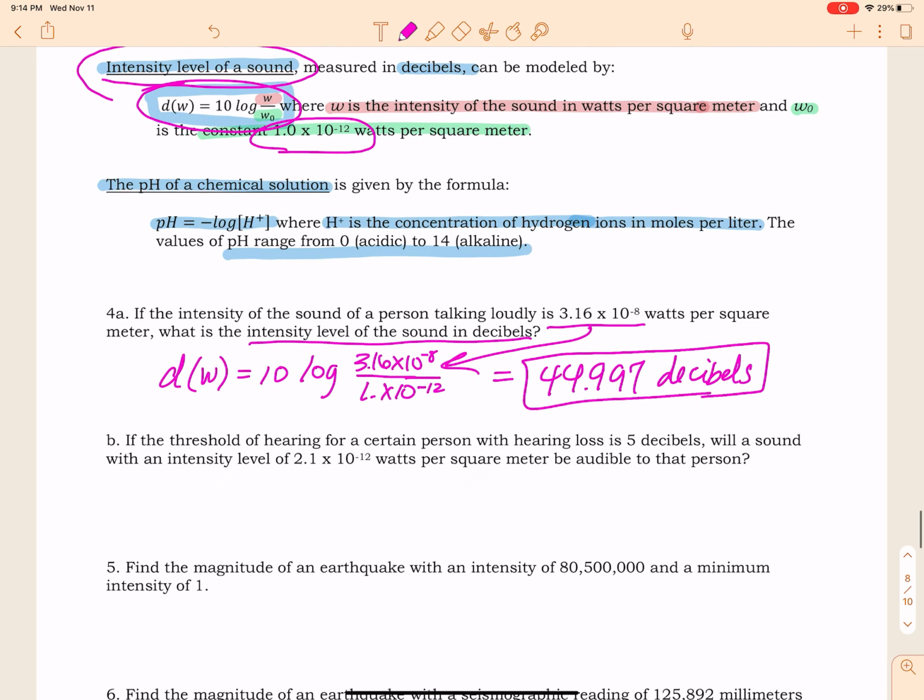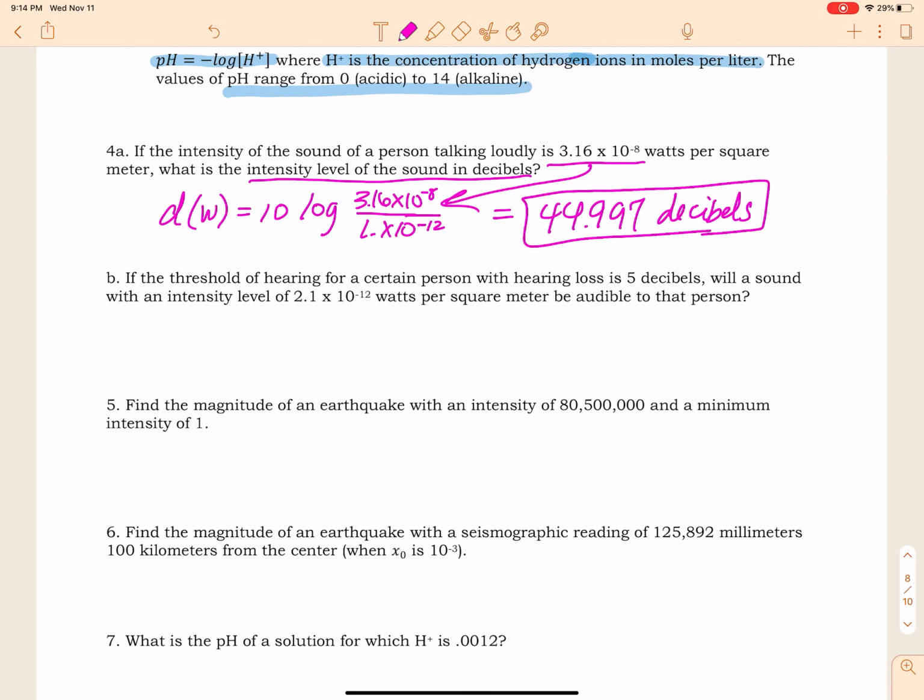All right, so if the threshold of hearing for a certain person with hearing loss is 5 decibels, will a sound with an intensity level of 2.1 times 10 to the negative 12th watts per square meter be audible to that person? So what we're going to do is find our value here.